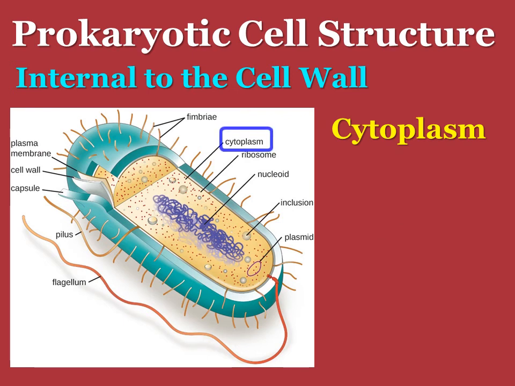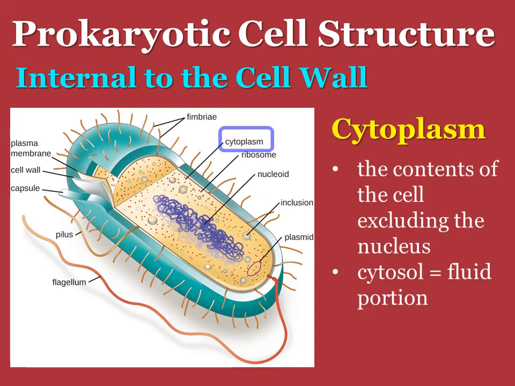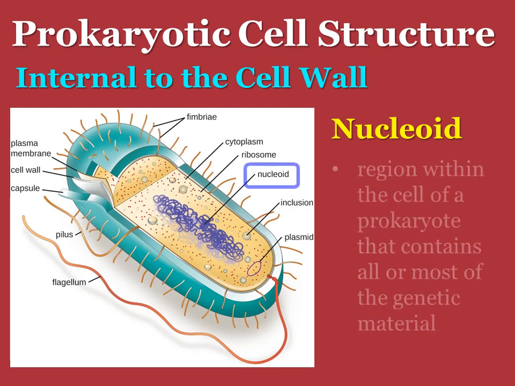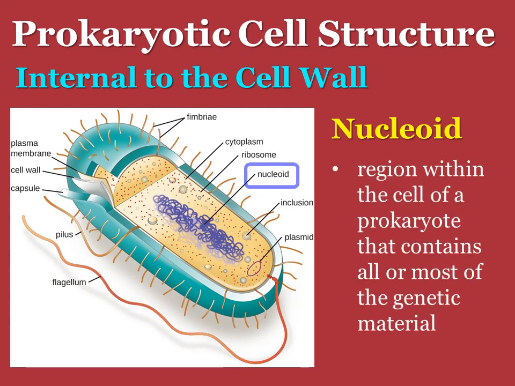Cytoplasm refers to the material or protoplasm within a living cell, excluding the nucleus. It is the semi-fluid substance of a cell that is external to the nuclear membrane and internal to the cellular membrane, sometimes described as the non-nuclear content of protoplasm. The liquid portion of the cytoplasm is called the cytosol. The nucleoid, which means nucleus-like, is an irregularly shaped region within the cell of a prokaryote that contains all or most of the genetic material.